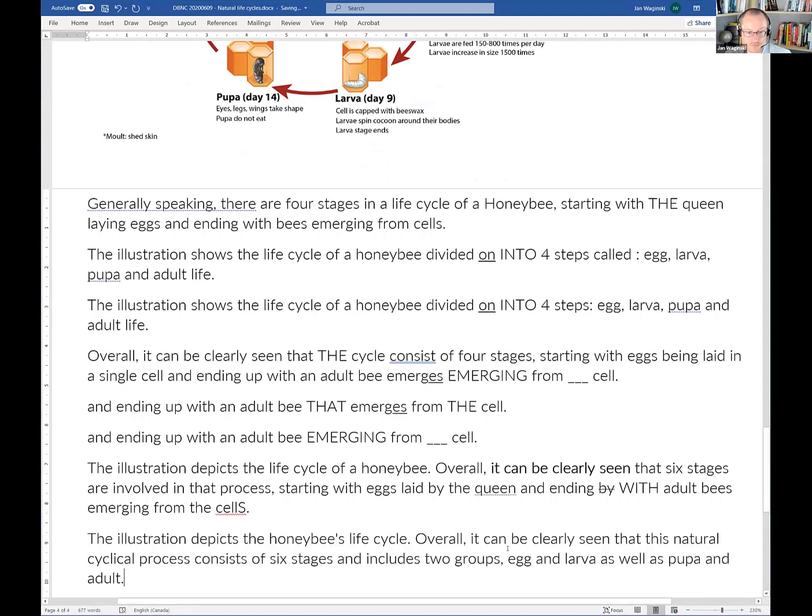The honeybee's life cycle. Overall can be clearly seen. Here we go again. This natural cyclical process. Six stages. Why not put them in 4 groups? Because it's not clear why these would be one group. Or are you planning to explain that? Okay, I thought I put egg and larva in one body paragraph, but you are right. I can say in 4 groups, and then it's okay when I divide it. Yeah, you can still put 2 of them in one paragraph.